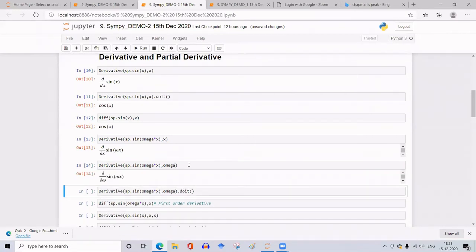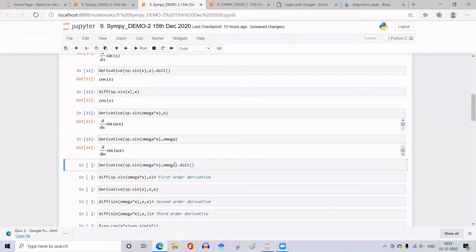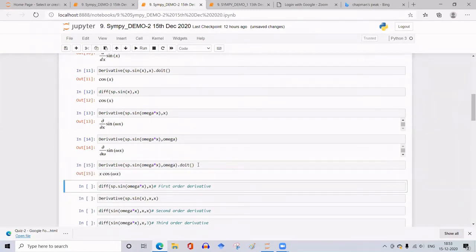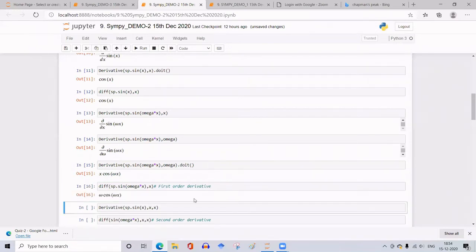Suppose you evaluate it. Let me evaluate the second one, the derivative with respect to omega. Now it's taking x as constant, so x cos of omega x. If you do that with respect to x, what will you expect? Omega cos of omega x. Okay. So this is the first order derivative, just with respect to x.